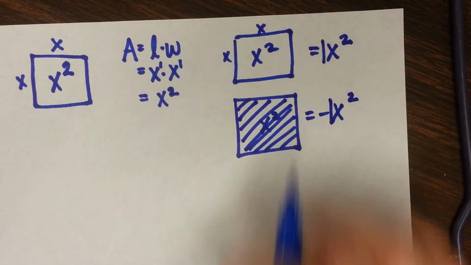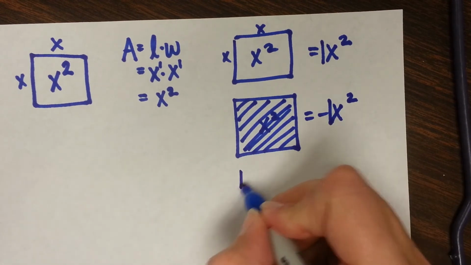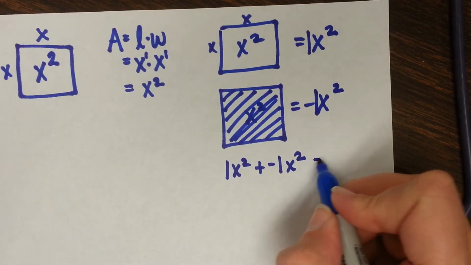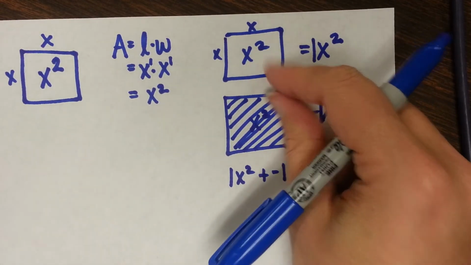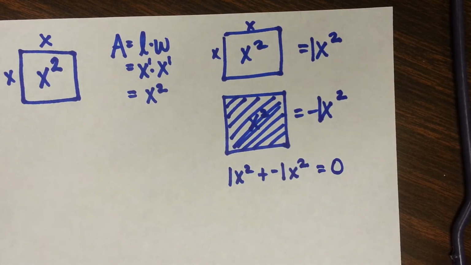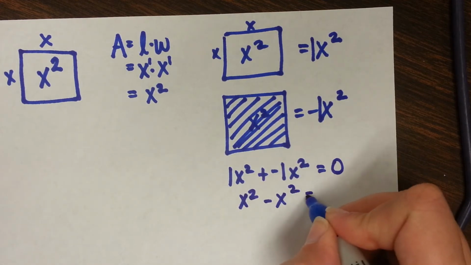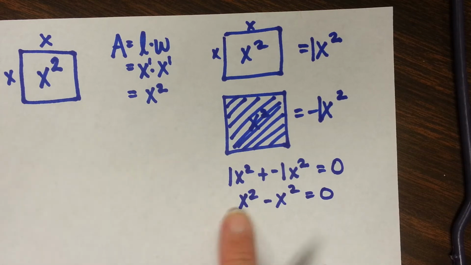If I tried to add those two together, they would cancel each other out. So 1x squared plus negative 1x squared is equal to 0. So these two pieces together would form a 0 pair. You might also see this written as x squared minus x squared. This one being a positive x squared, this one being a negative x squared.